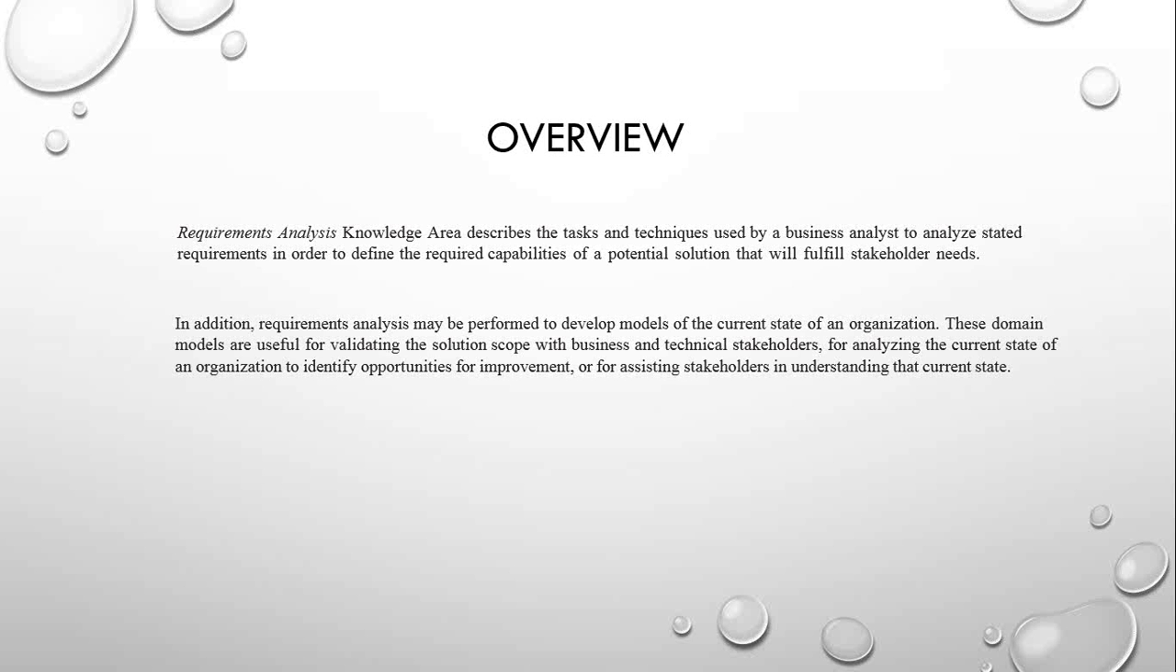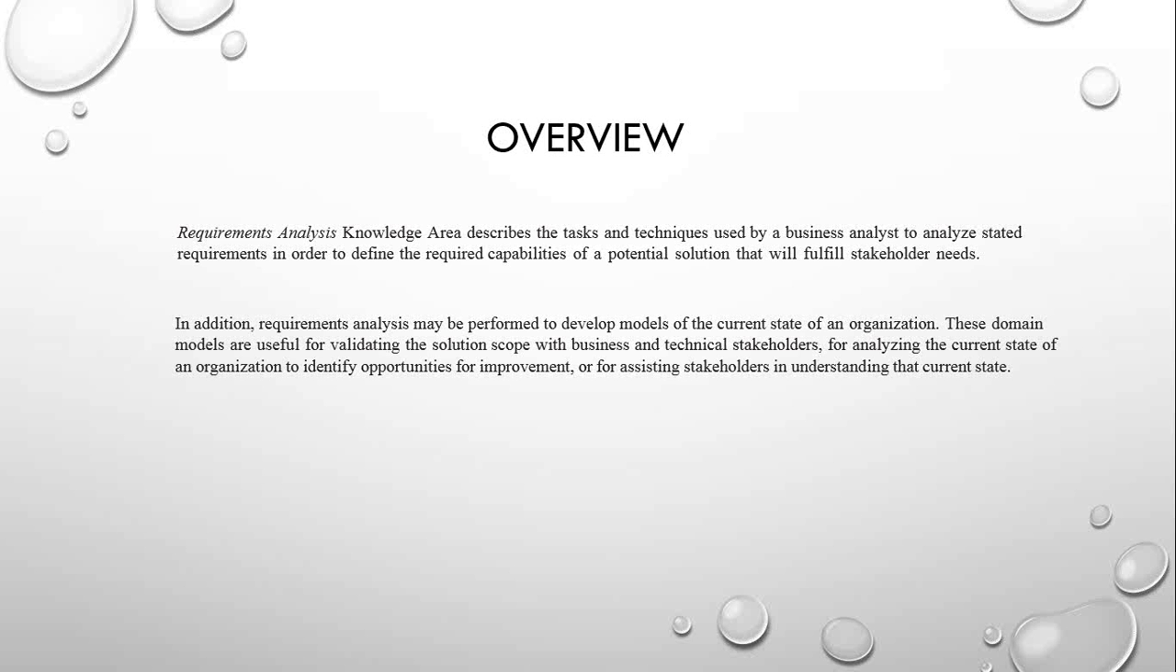In addition to it, analysis may be performed to develop a model of the current state of the organization. What exactly does current state mean? Current state means as-is, how it is working today. Domain models are useful for validating the solution scope with business and technical stakeholders, for analyzing the current state of the organization to identify opportunities for improvement, and for assisting stakeholders in understanding the current state.